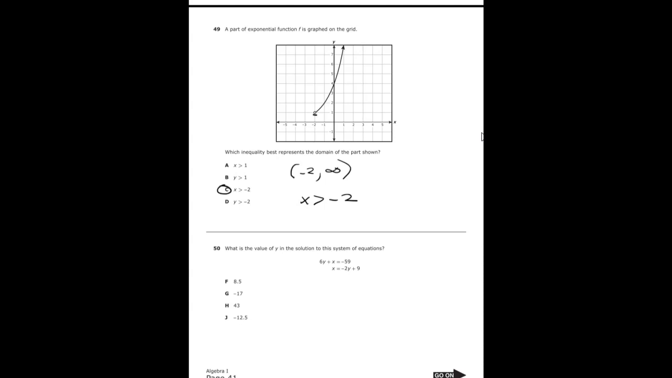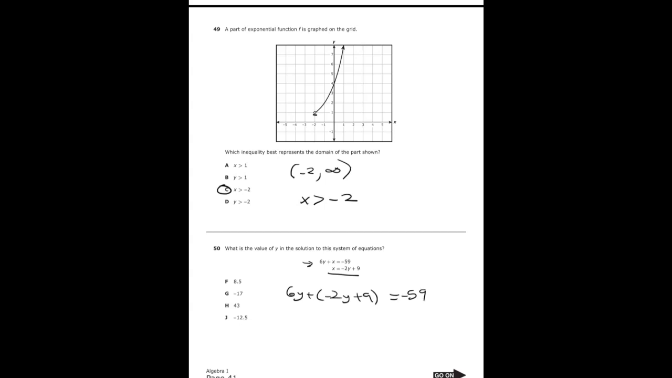What is the value of y in the solution to this system of equations? So how do we go about that? We're going to go ahead and replace every instance. We already have x equal to -2y plus 9. We're going to replace x with that value in the first one. So 6y plus -2y plus 9 equal to 59.